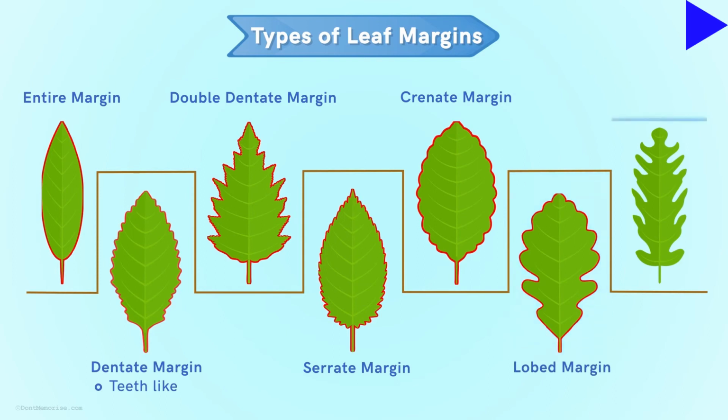And now comes the last type. This type seems as if the leaf is parted into sections. Hence, this is called the parted margin. So these were a few types of margins found in different leaves. Note that these were just the types of margins and not the types of leaves.